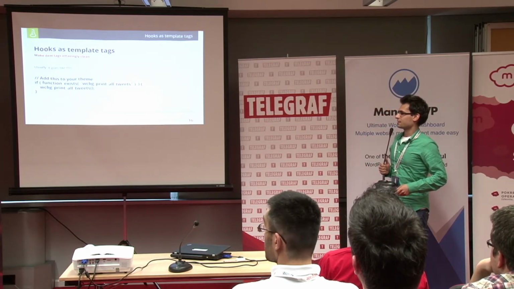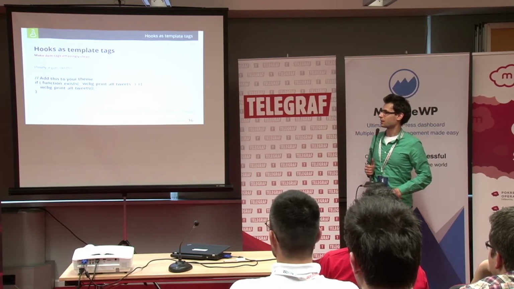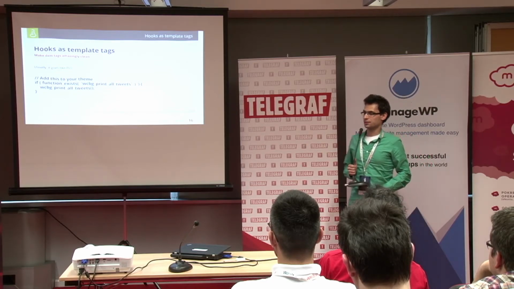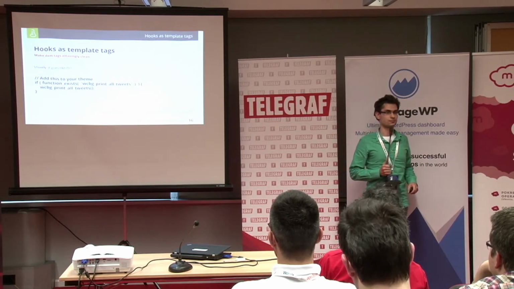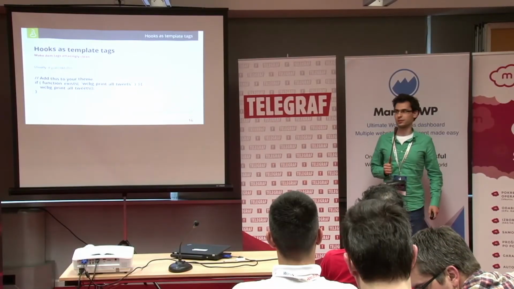Now, as I was editing my presentation, I remembered this article that I read some time ago from Nassim's blog, and he suggested that we use hooks instead of template tags. For example, if we want to have a small widget which prints tweets extracted from Twitter, one approach would be to just add a function verification to check if the function is actually defined, and then use it in order to avoid having errors generated.